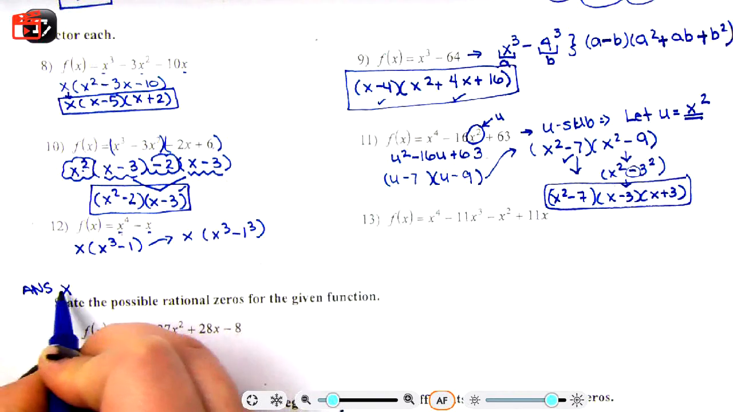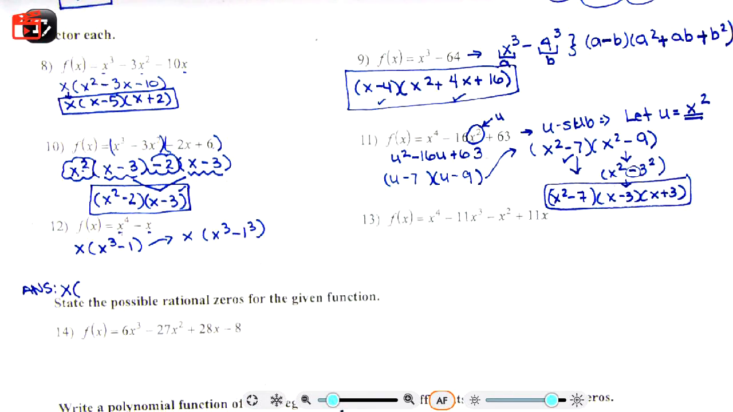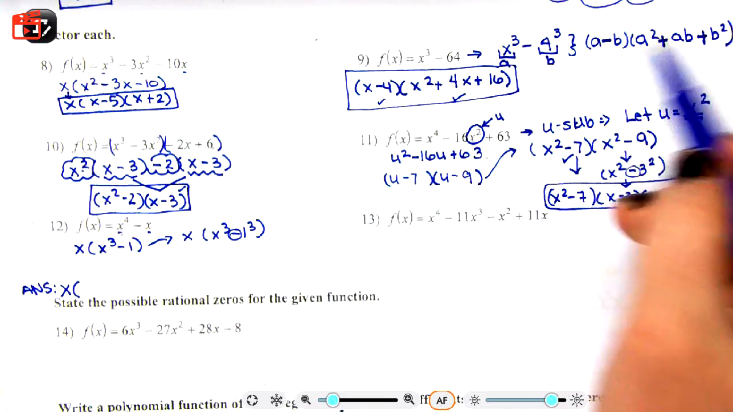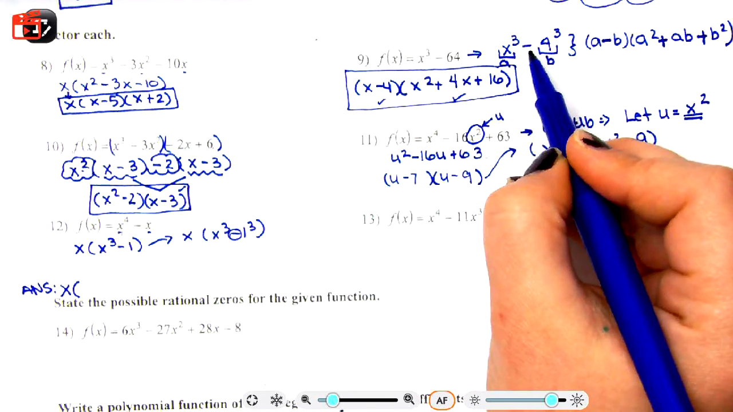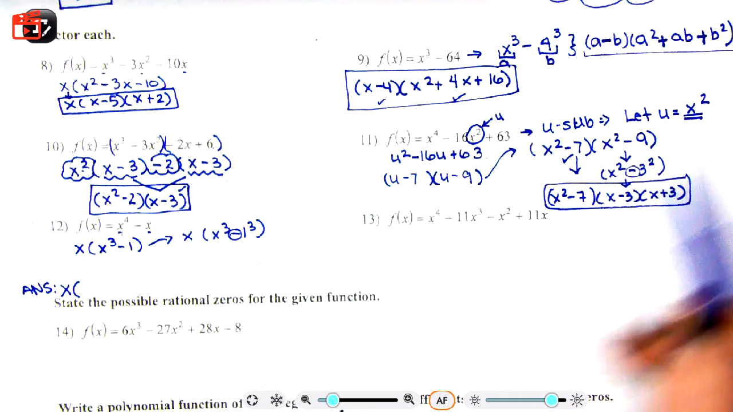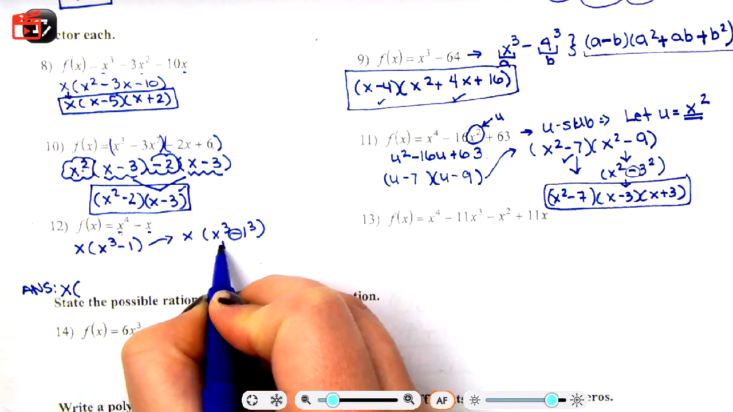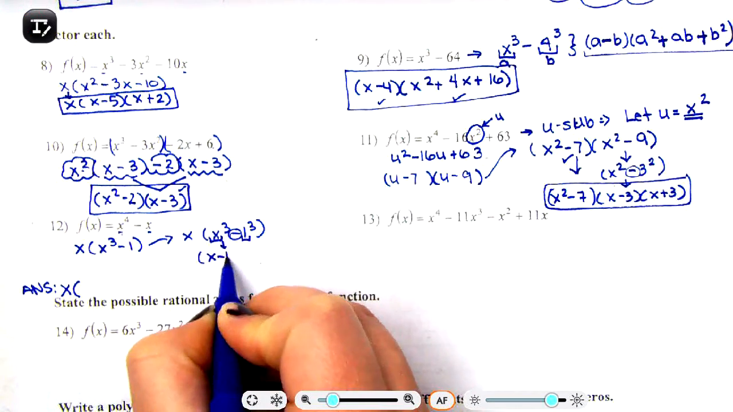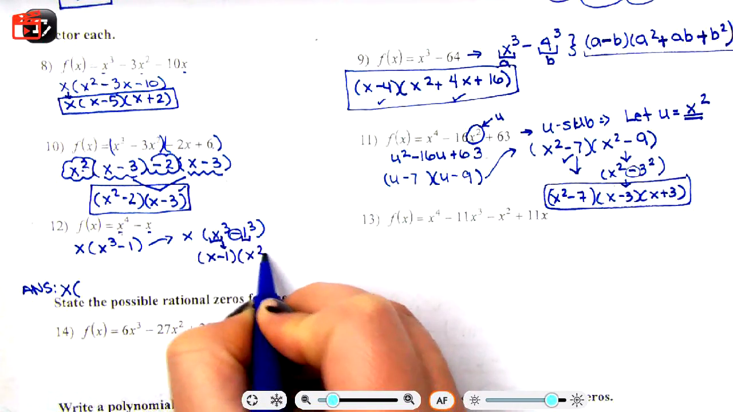So I know that x is in my answer. But I'm going to work with this part here. I know this is the difference of 2 cubes. So we're going to go back up here. Just like in number 9 when we had a difference of 2 cubes, this is what you're going to use to factor. So I have here x is a, 1 is b. So x minus 1, x squared.